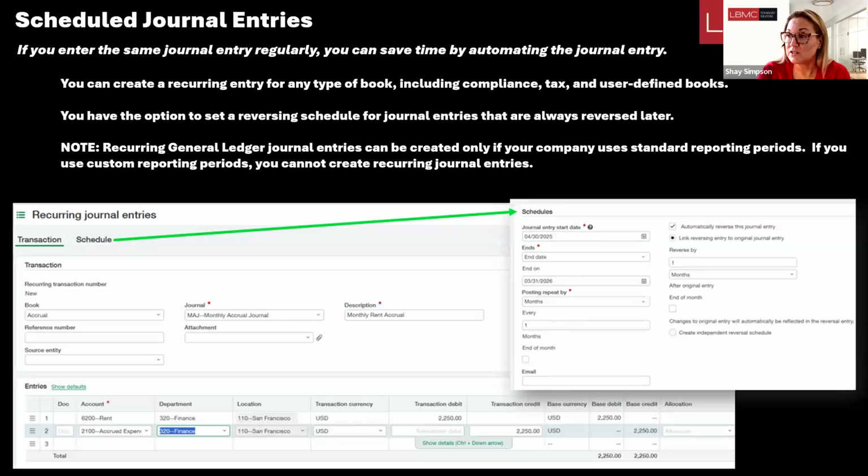You do have the option of it automatically reversing. So if it is a monthly accrual, you can actually go ahead and set it to reverse in the next month as well. Okay.